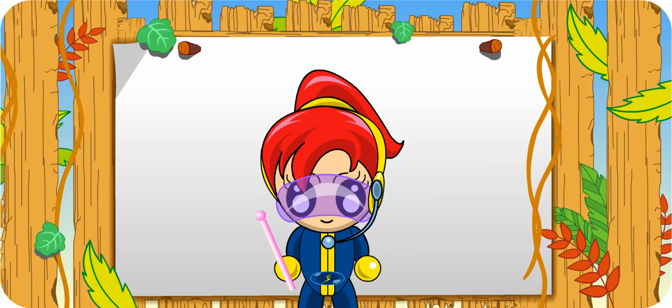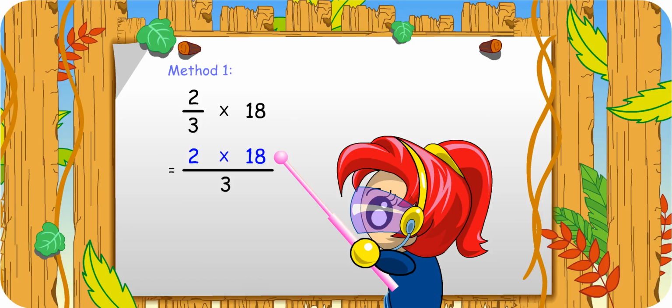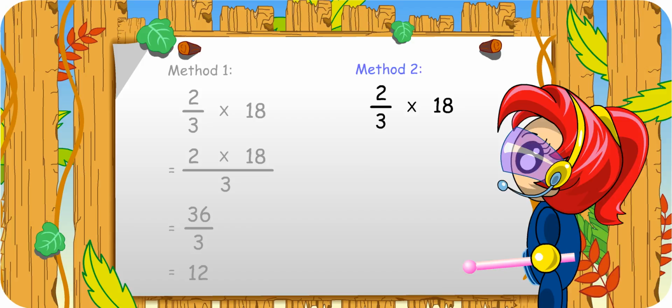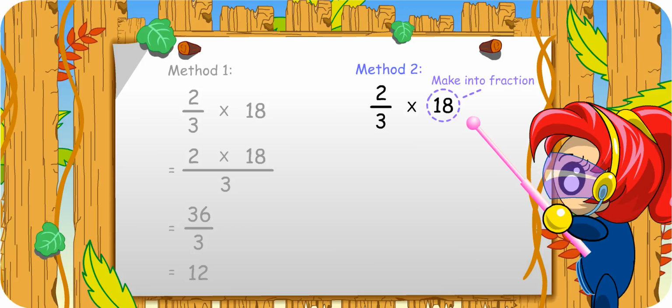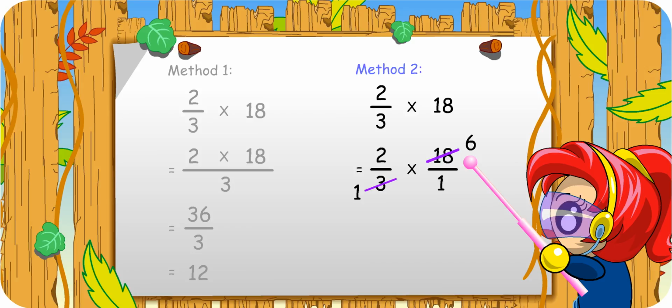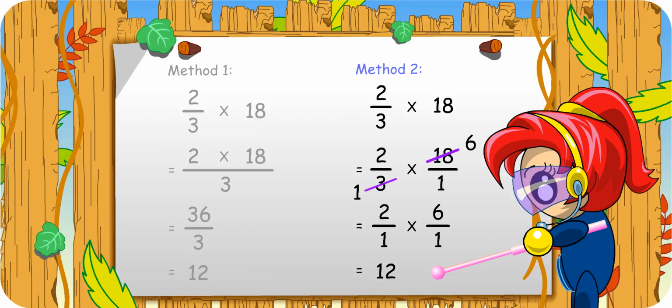TurboGo, let's revise what we have learned today. I have learned how to multiply a fraction by a whole number. There are 2 methods to doing that. Method 1. I multiply the numerator of the fraction with the whole number. I then take the number and divide it by the denominator to get the answer. Method 2. I make the whole number into a fraction by dividing it by 1. I then simplify the fractions by dividing the numerators and the denominators of both fractions by a common factor. Finally, I multiply the simplified fractions to get the answer.